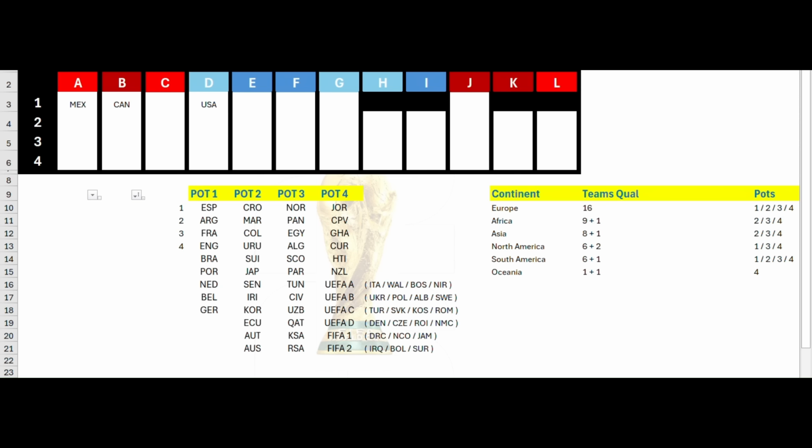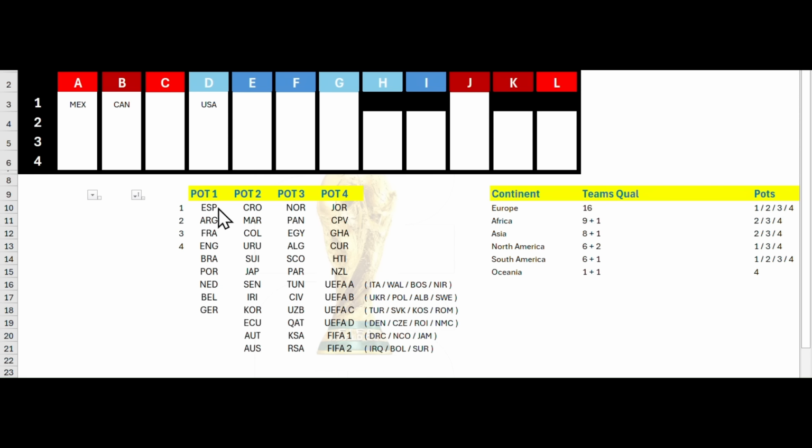So to start off the draw, we already have our three host nations in their groups already. The host nations are always seeded, and all three host nations are seeded as well for this draw. So Mexico will be in the first position in Group A, playing the opening match. Canada in Group B, and the USA in Group D.